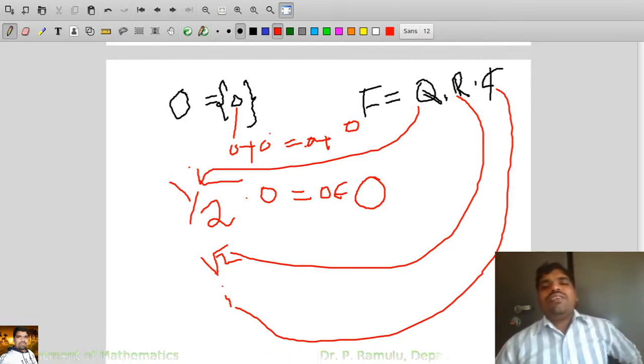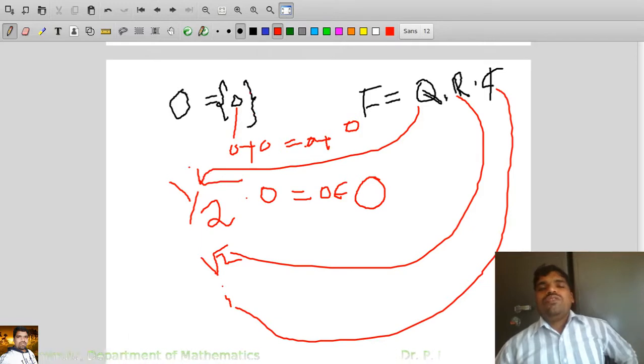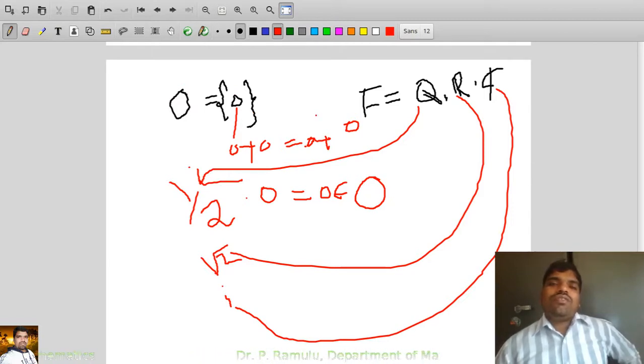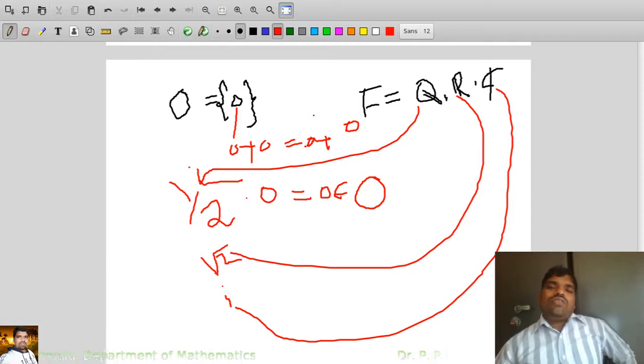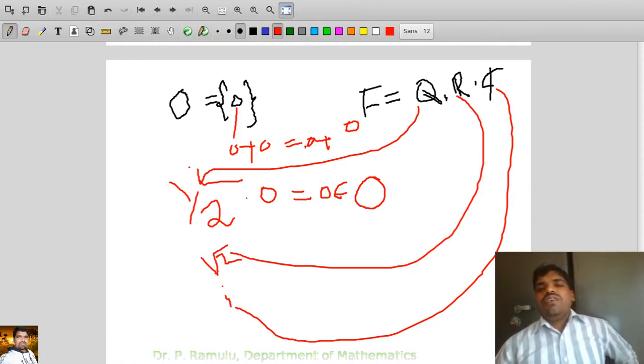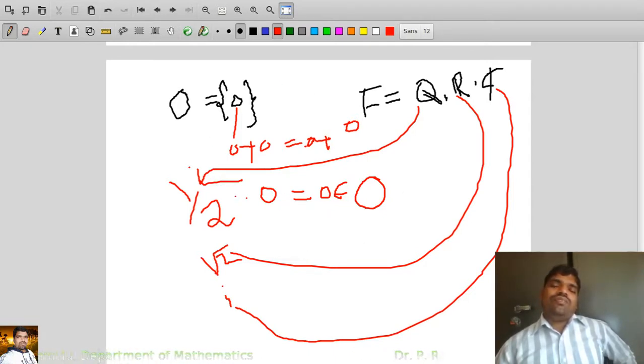You can verify that C into 0 plus 0 equals C into 0 plus C into 0, that means it satisfies the distributive condition also. Again, C plus D into 0 equal to C into 0 plus D into 0, that equal to 0. C into 0 and D into 0 equal to 0, both are the same, therefore that also satisfies. If you take C into D into 0, that equal to 0, you get 0 only.